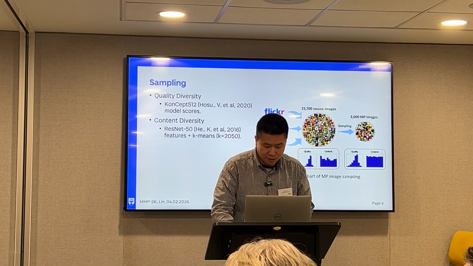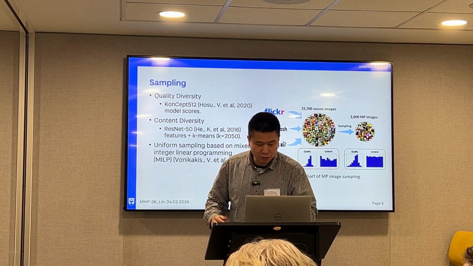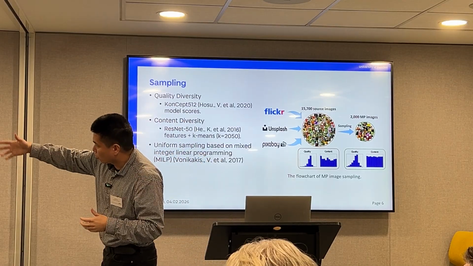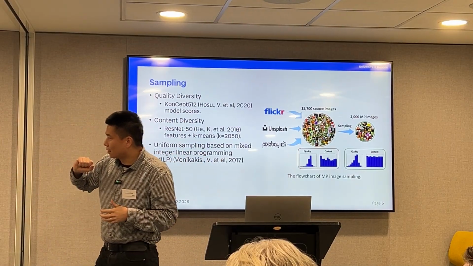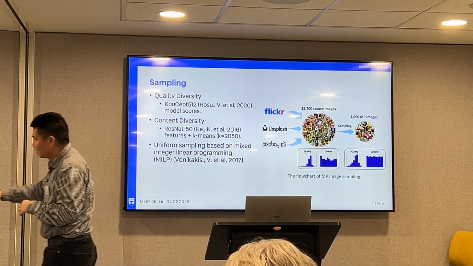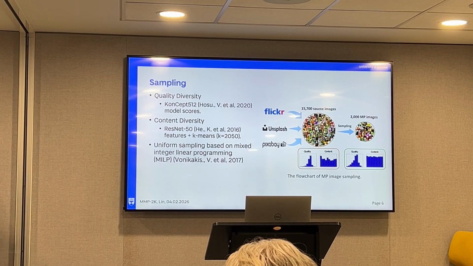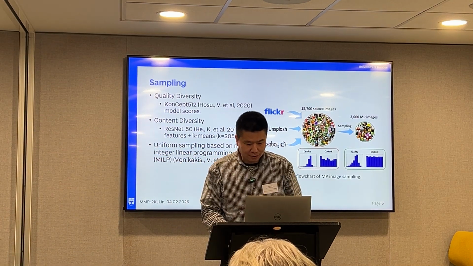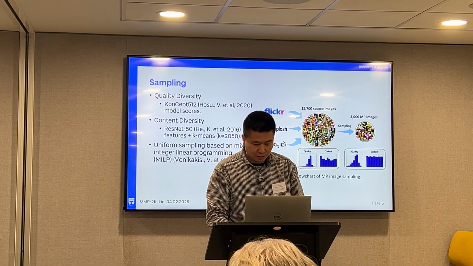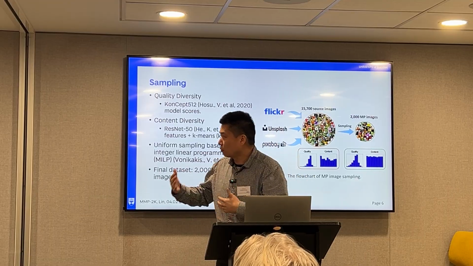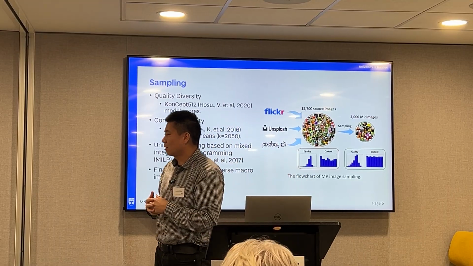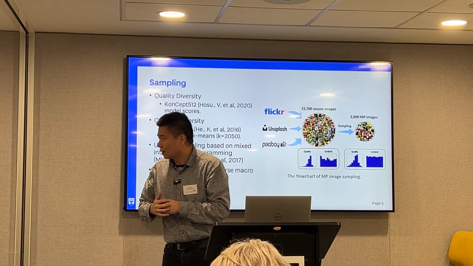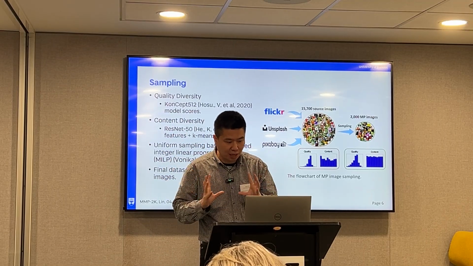Then we feed that into the method from the Transactions on Multimedia paper to do sampling, and this is what we sampled. You can see, of course, it's not perfect, but we get more tail images, high quality and low quality. Then we also do some manual filtering, and we achieve the number we expected.